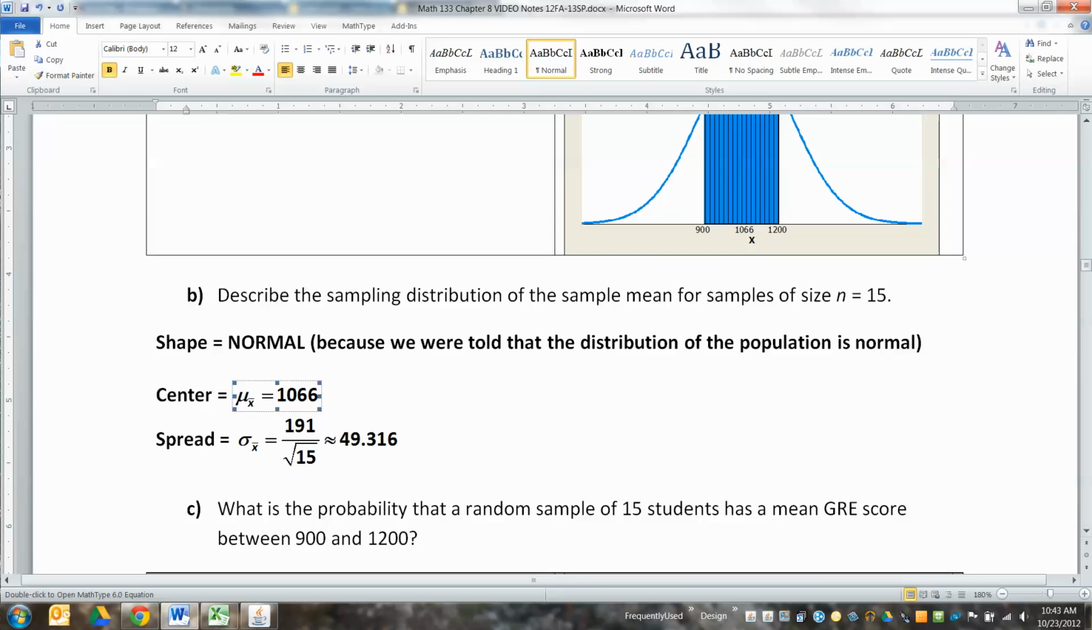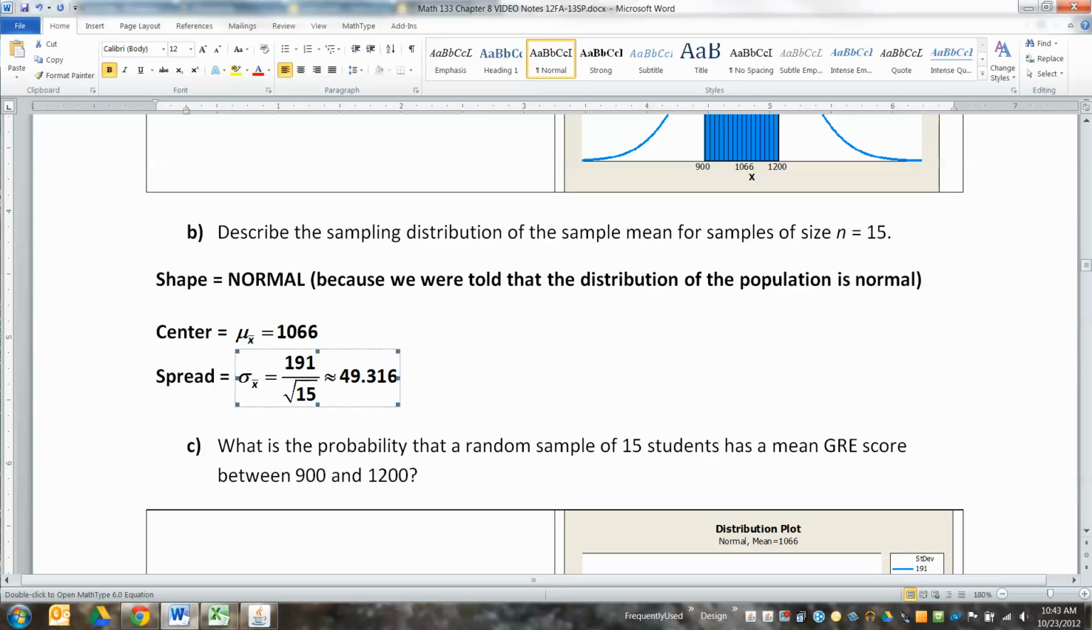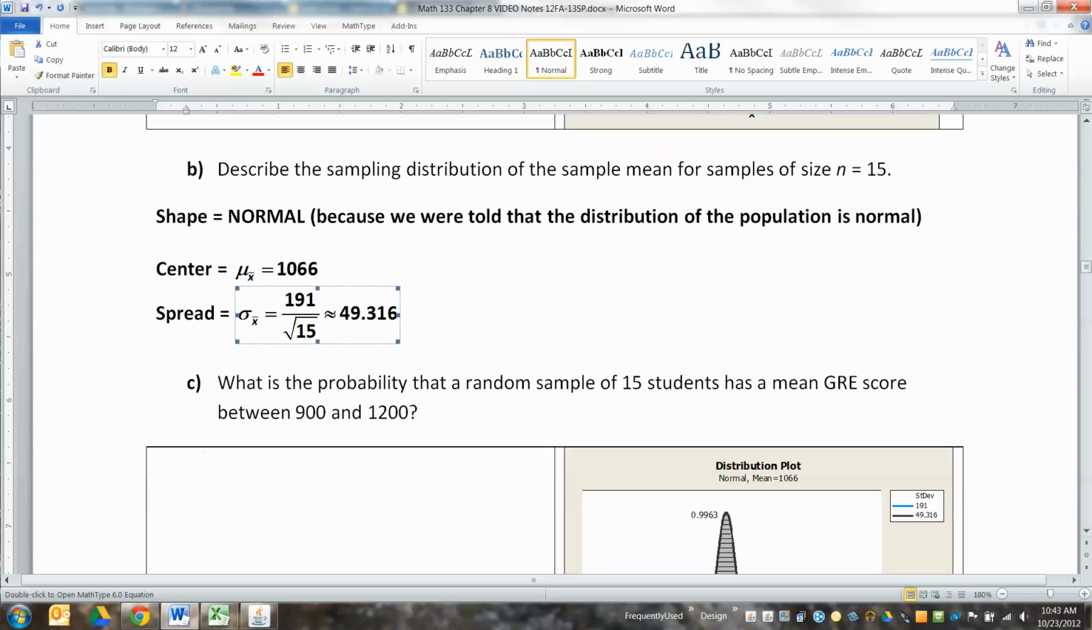The center is going to stay the same. Centers don't change. It's 1066. But the spread is going to be significantly smaller. It's only 49.316. It's 191 over the square root of 15.